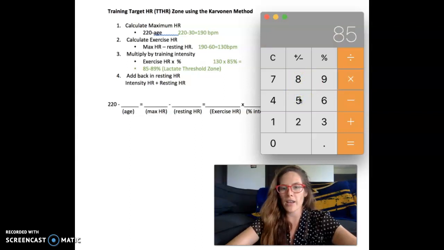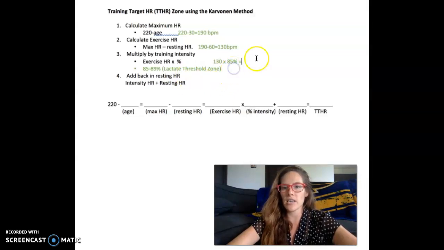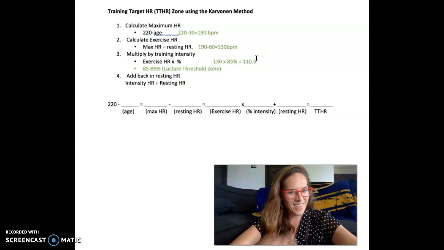No, think back to your high school math. When we're talking about percentages, we need to use the decimal, right? So a percentage is actually 130 times 0.85. Correct? That's 85%. That gives us 110.5 what? Beats per minute.